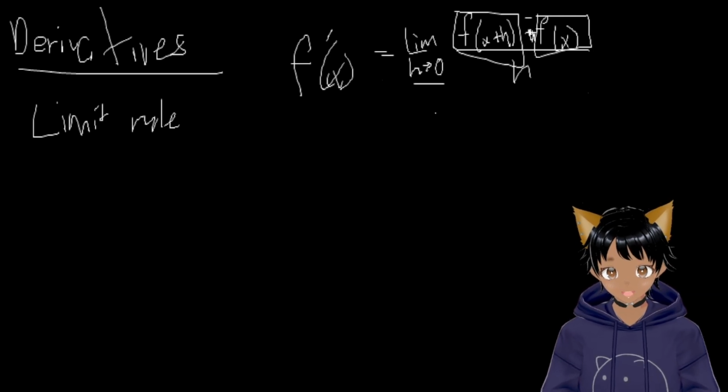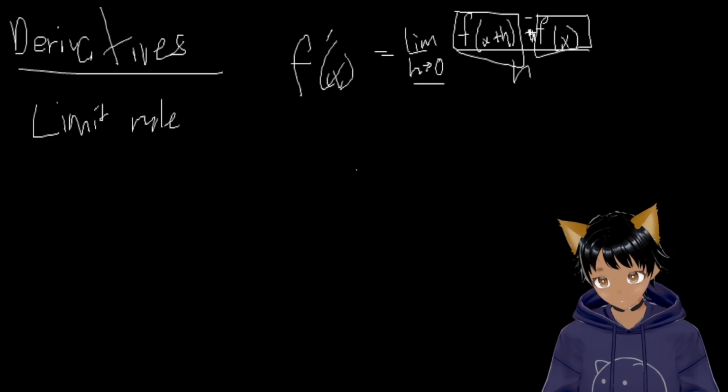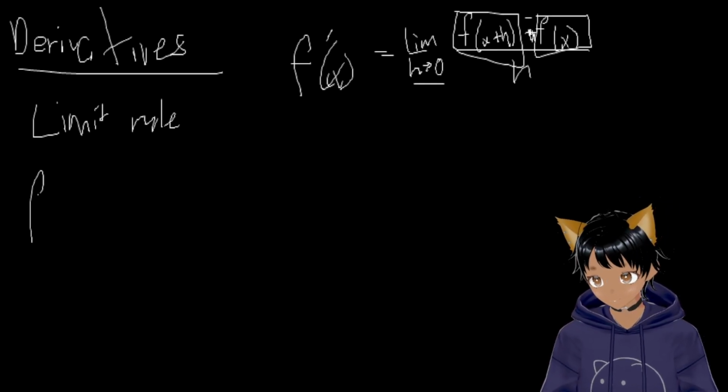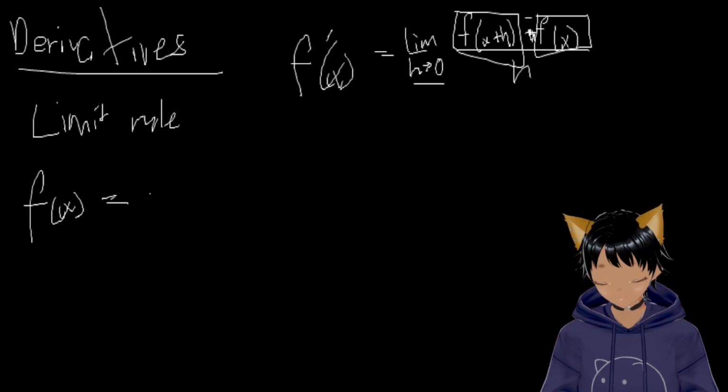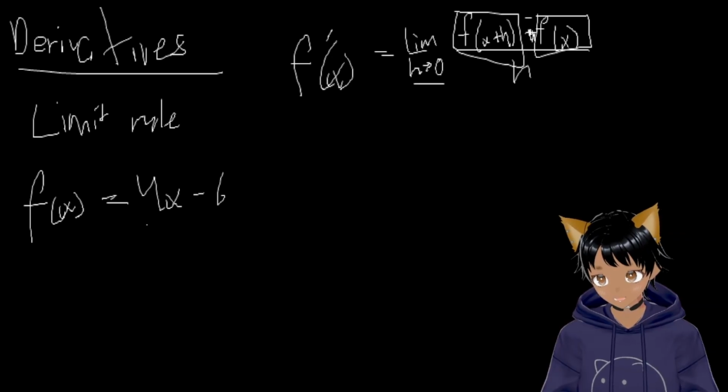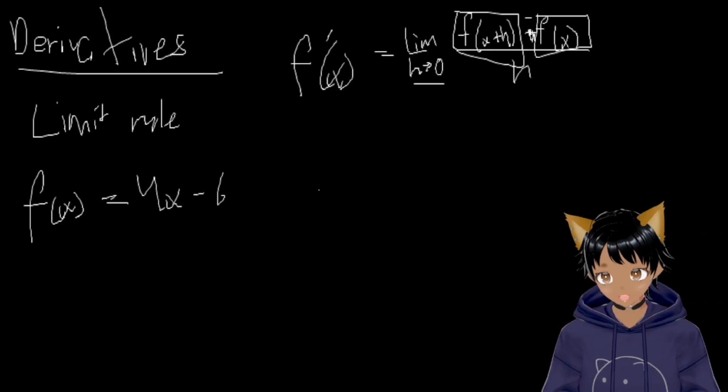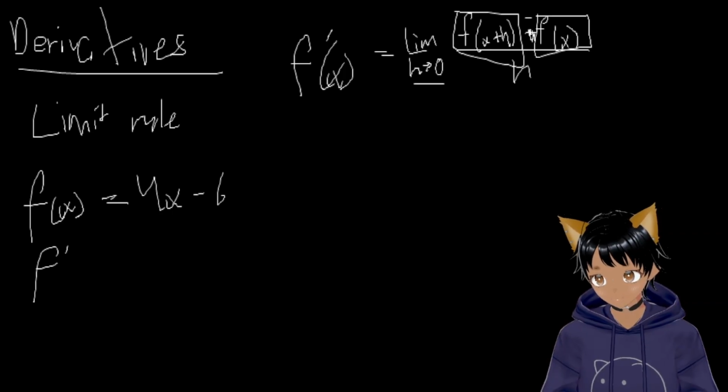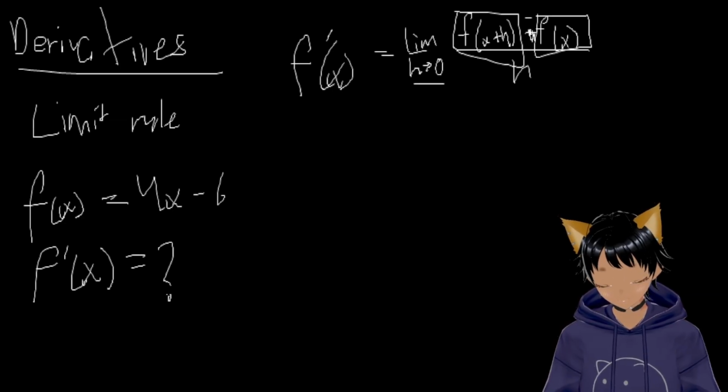So now that you have this kind of memorized, how do we use this in an example? All right, let's say f of x equals 4x minus 6. Let's keep it simple, right? We're trying to find the derivative of this function, but we have no idea because we're kind of stupid here. Okay, I'm stupid. Don't worry. We're all stupid in this sense.